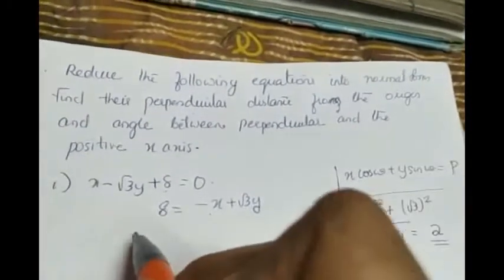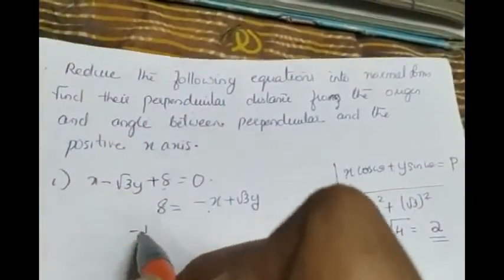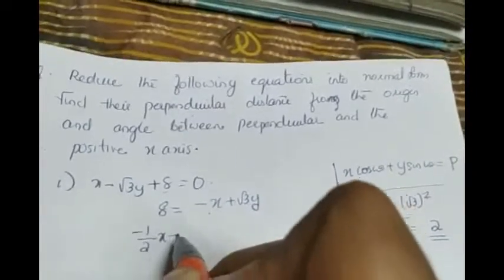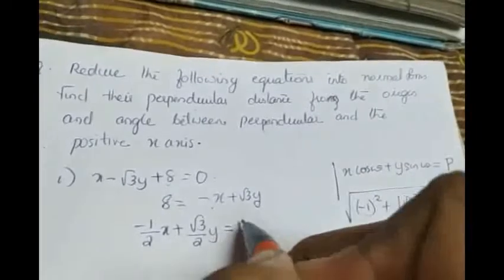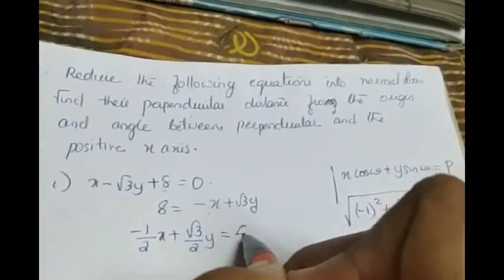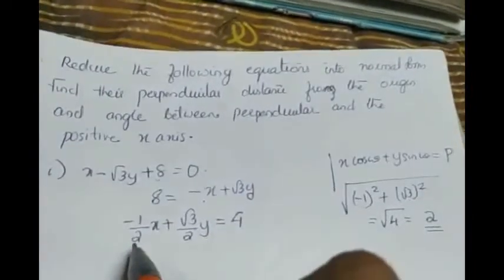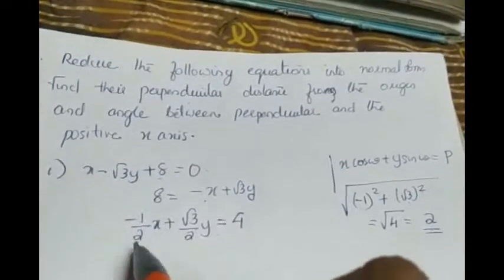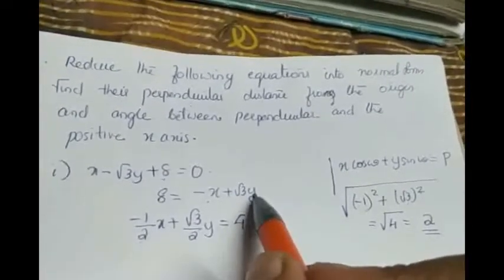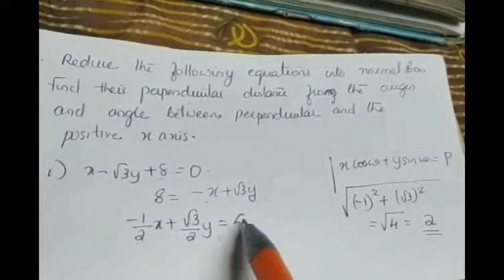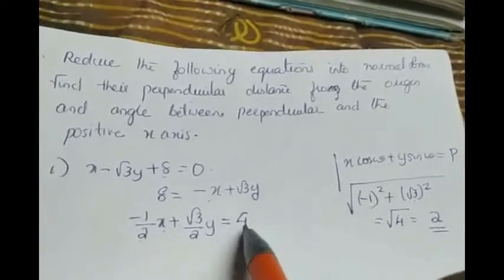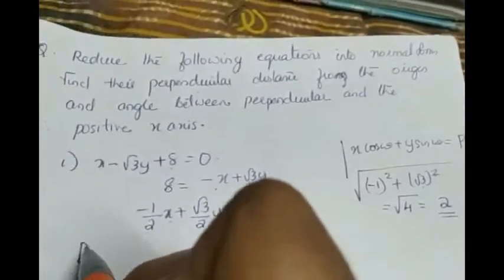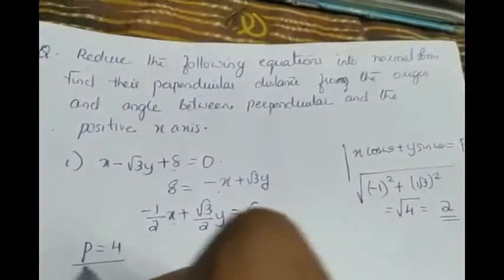So what we will get? Minus 1 by 2x plus root 3 by 2y is equal to 8 by 2, which becomes 4. Minus x by 2 is minus 1 by 2x, plus root 3 by 2y, and 8 by 2 gives you 4. Now it is of the form x cos omega plus y sin omega equal to p. So we can write the value of p. P is equal to 4, the constant term.